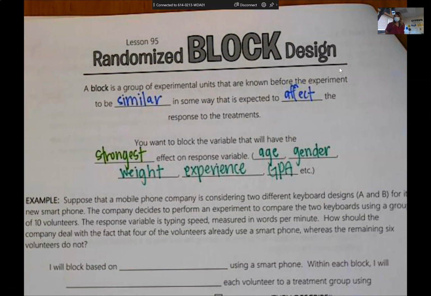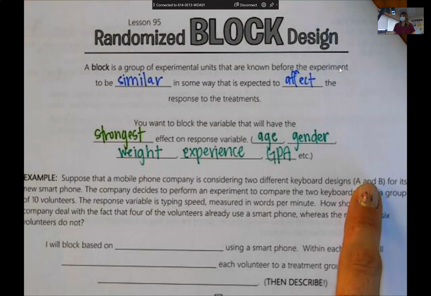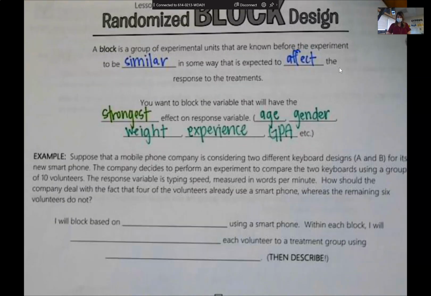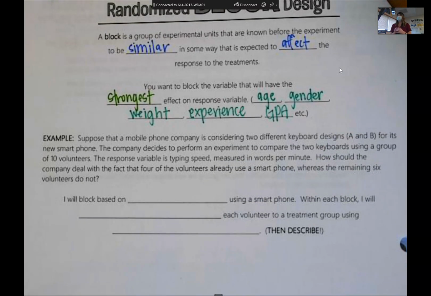So we're going to look specifically at this using an example about a mobile phone company that is considering two different keyboard designs for their new smartphone. They've labeled them A and B. The company decides to perform an experiment to compare the two keyboards using a group of 10 volunteers. The response variable is typing speed measured in words per minute. So essentially what they're trying to figure out is which design allows our users to type the quickest.